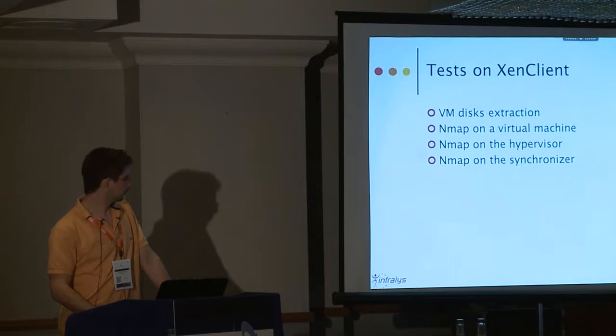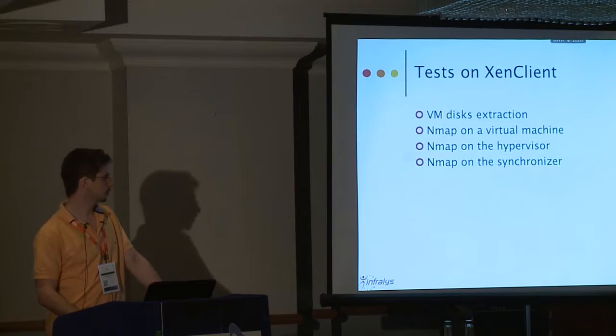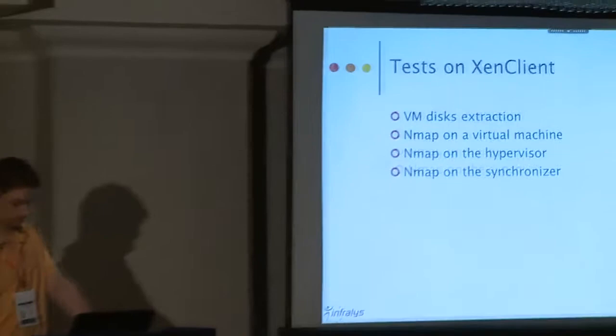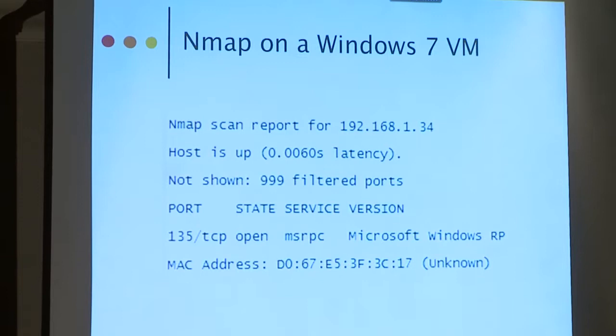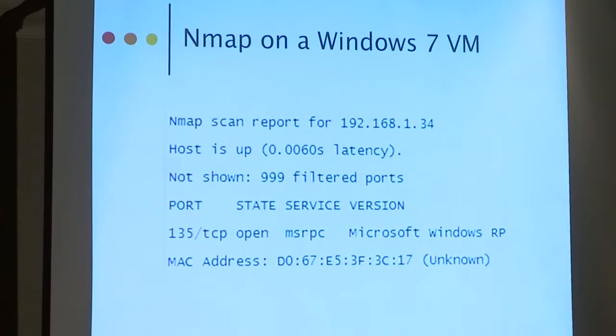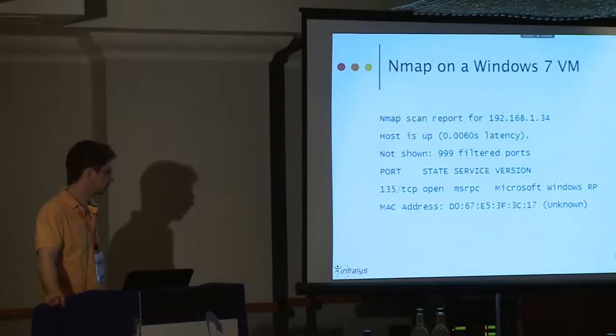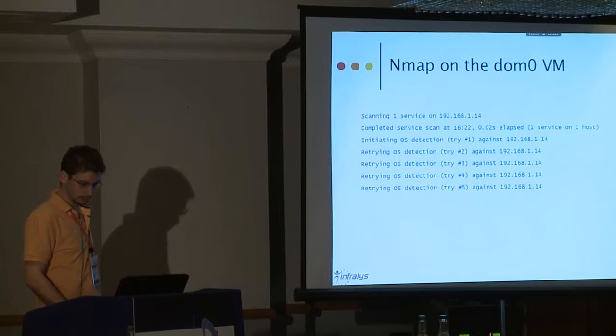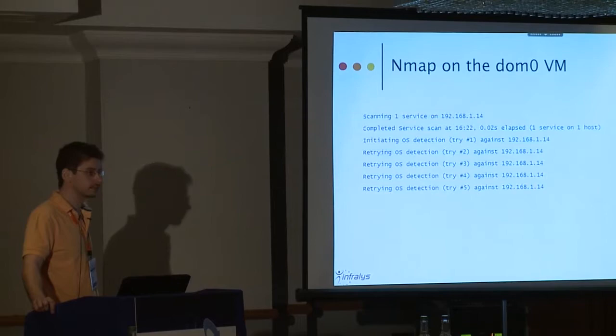And then I just tried an nmap on the virtual machine, the hypervisor, and so the hypervisor Dom0 and the synchronizer. So first, on the Windows 7 VM with an antivirus, firewall, everything. So there is nothing but the 135 TCP port open. And that's all you can see. For Dom0, it doesn't even detect the OS. So that's a pretty good thing.